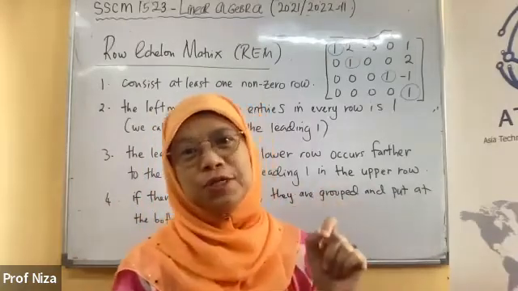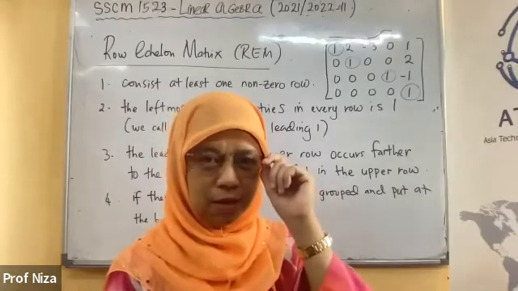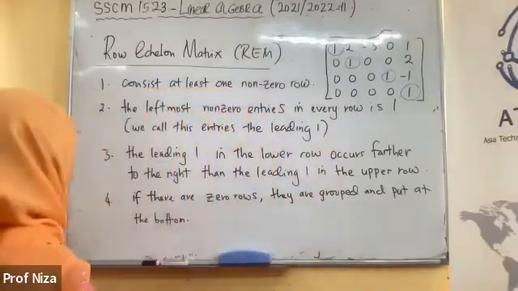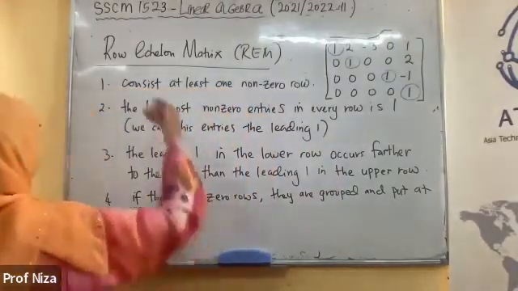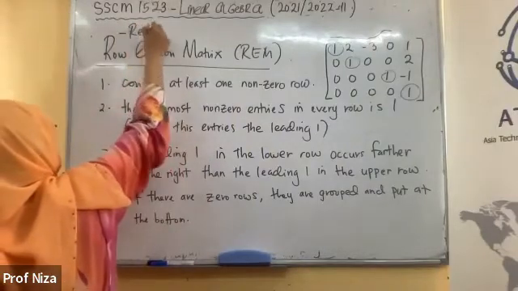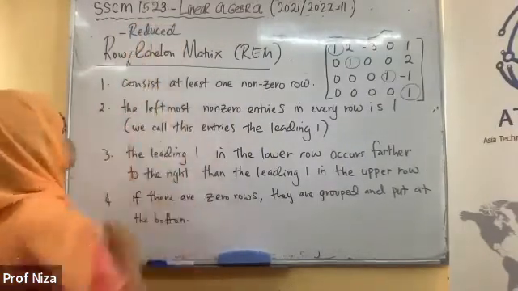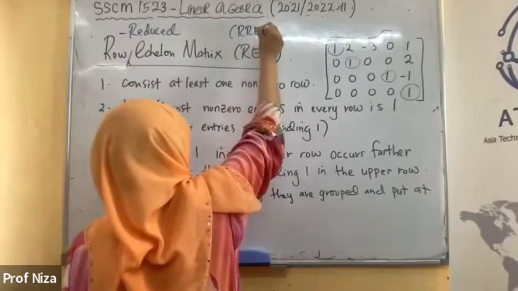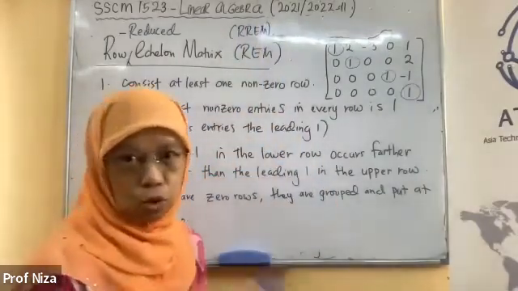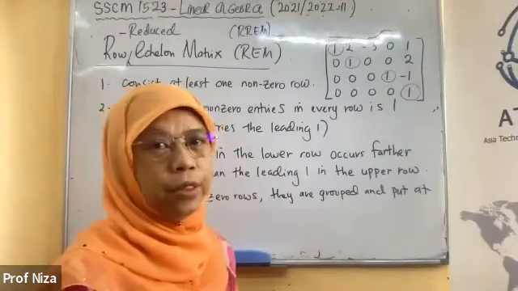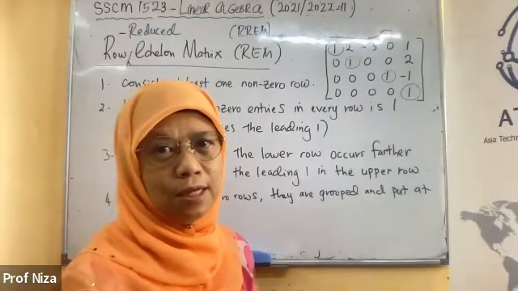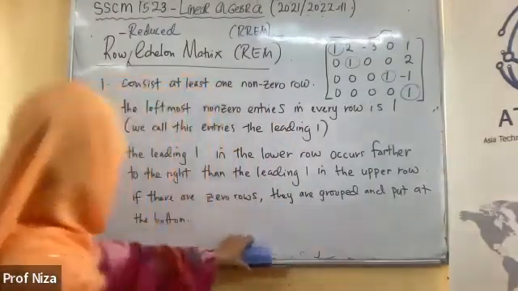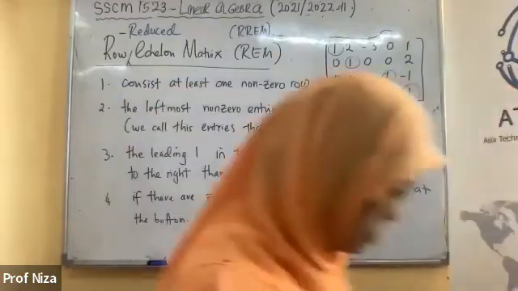I will introduce another matrix. Okay. And then how do we get these matrices? The next matrix is called row reduced. Row reduced echelon matrix, which we write RREM, row reduced echelon matrix. There is an additional property after all this that I will add here.